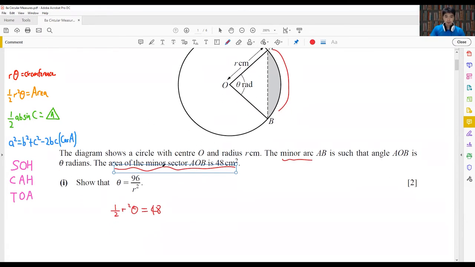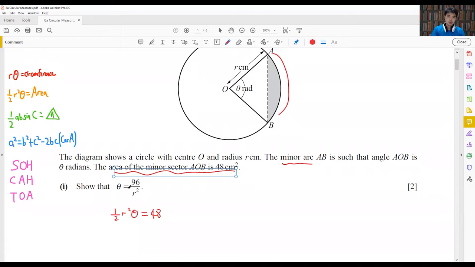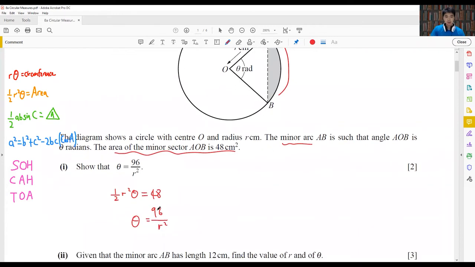So forming the equation from here, what we need to do is make it so that we can change this equation into this equation here. By using algebra, bringing half over, you're going to have 2 times 48. Therefore, 96 is equals to r squared theta. Bringing r squared to the right hand side is going to be divided by r squared, and then that will just be your answer straight away. Theta is equals to 96 over r squared. Then that's just basically you showing that you are done here.